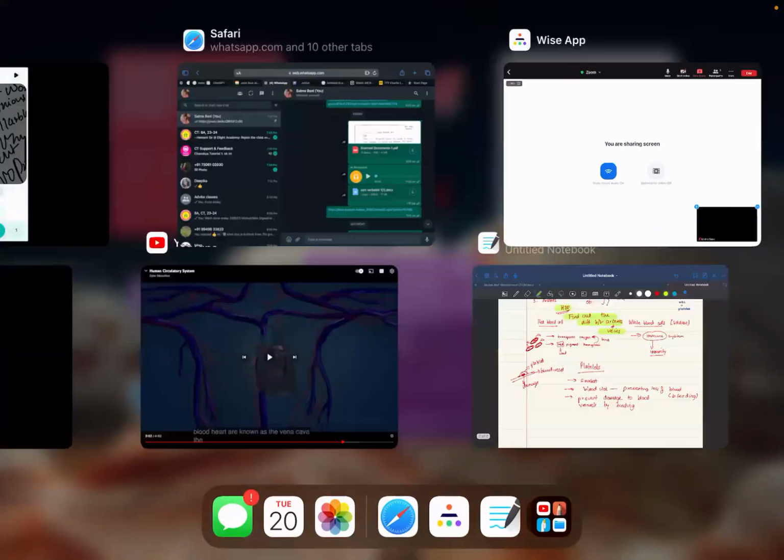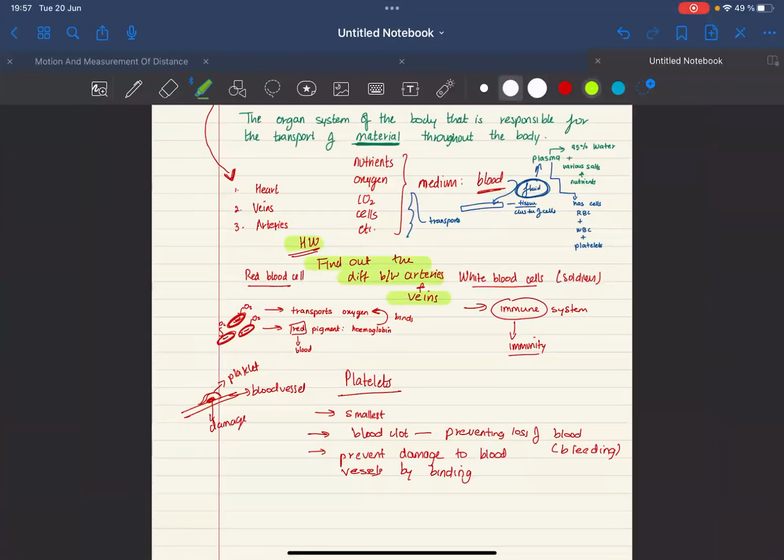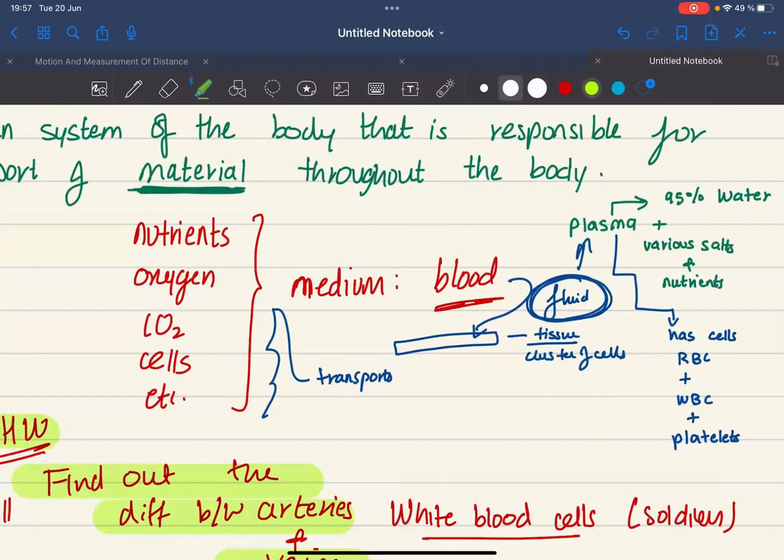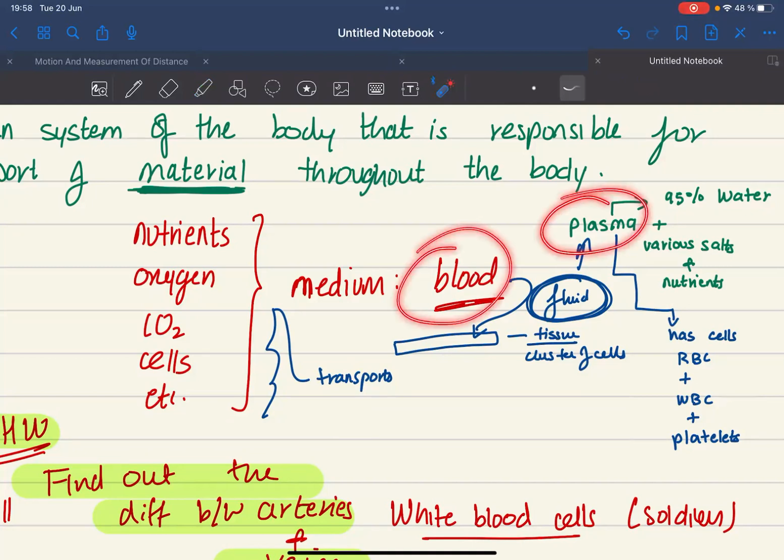So plasma is nothing but a substance that gives fluidity to the blood. For example, you're having sugar. You're going to melt the sugar by providing it with heat. So heat is something that provides fluidity to sugar. Sugar is in the solid state, but heat provides fluidity to the sugar. Like that, plasma is something that provides fluidity to the blood.